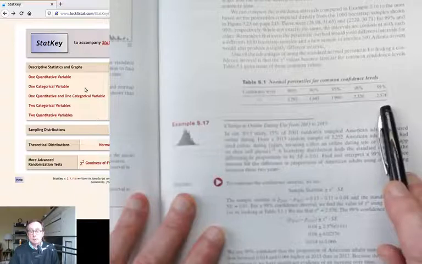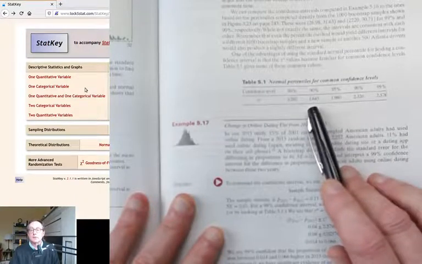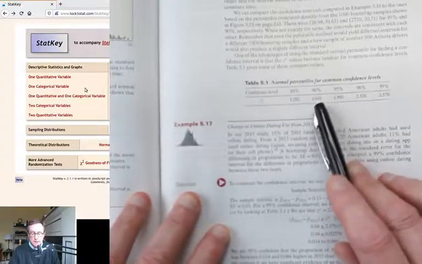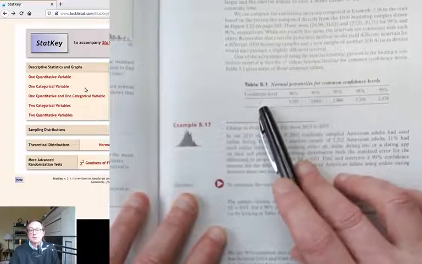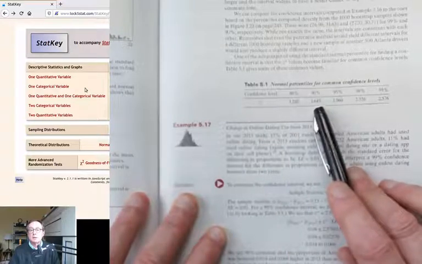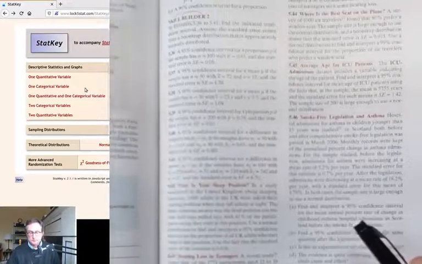You want to have them marked some place convenient, turn down the book page or something so you can find those three. For a 90% confidence interval, the number that we're going to use, the number that's called Z star, is 1.645. Okay, so back to the question.